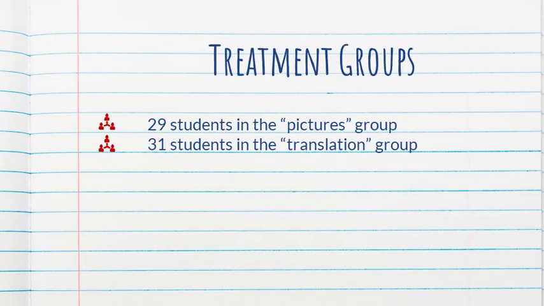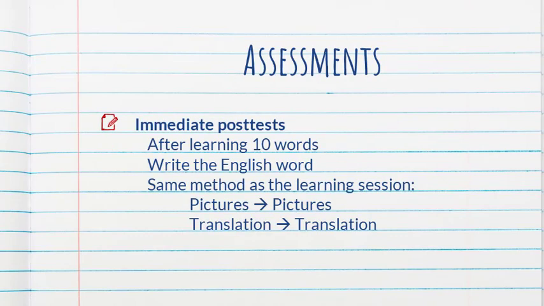The treatment groups were one with pictures and one with translations, and they were pretty evenly distributed. During the instruction portion, the students saw these 20 words one by one, and then they also engaged in practice, which all they tell us is that it consisted of repetition of the words and also question and answer drills. Immediately after learning 10 words, the students took a post-test. So they had 2 immediate post-tests, 10 words, 10 words.